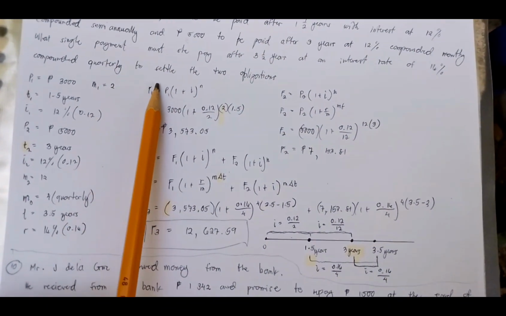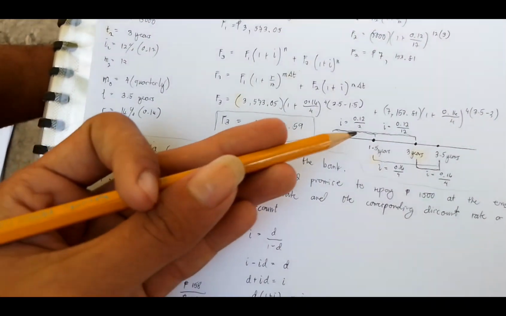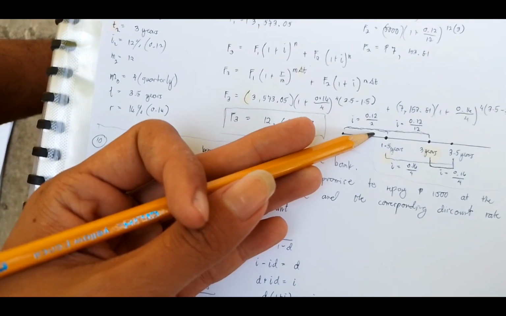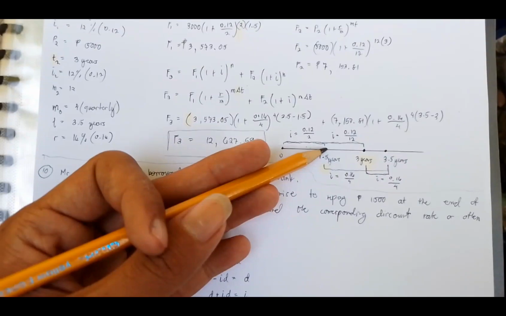Now the question is asking what single payment she must pay after 3.5 years at an interest rate of 16% compounded quarterly to settle the two obligations. Meaning, from this point on, the first future amount, our F1, is already paid at 1.5.